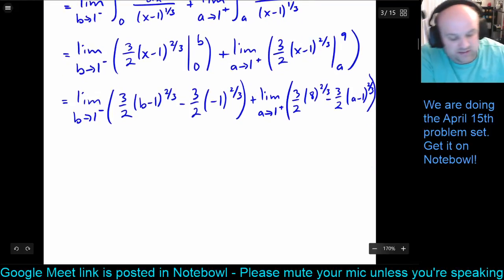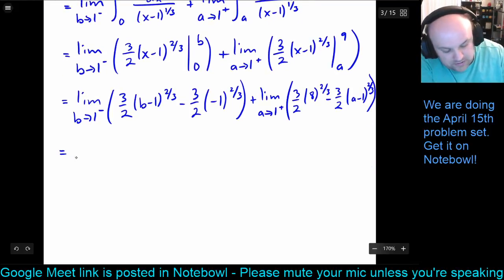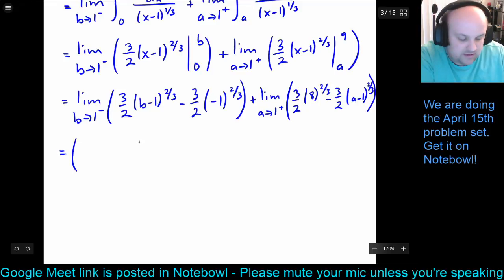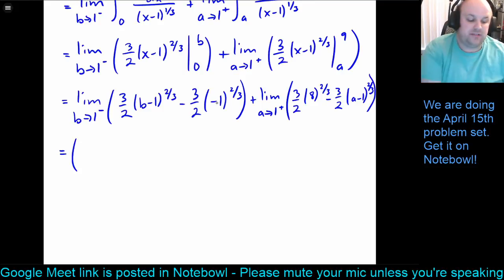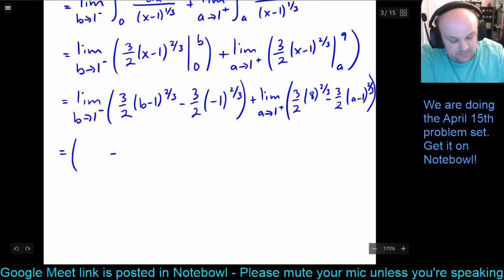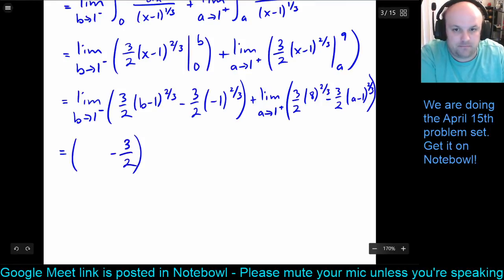Now let's try and deal with all this stuff. So this first part, again, I'll leave the gap here for now. Let's compute the actual numbers. So negative 1 to the 2/3 is just going to be 1. So this is something minus 3/2, right?